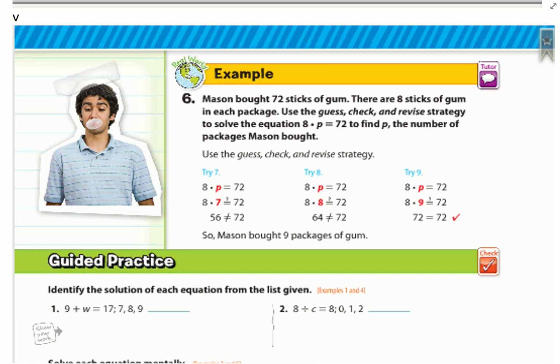Example 6. Mason bought 72 sticks of gum. There are 8 sticks of gum in each package. Use the guess, check, and revise strategy to solve the equation 8 times p equals 72 to find p, the number of packages Mason bought. So we tried 7. 8 times 7 is 56. 8 times 8 is 64. So if we try 8 times 9, that's going to give us 72. So we know p equals 9. So Mason bought 9 packages of gum.